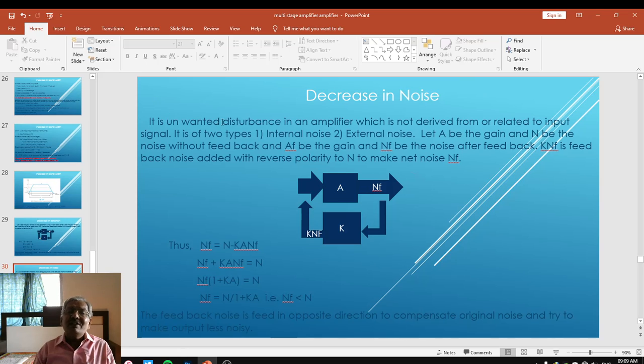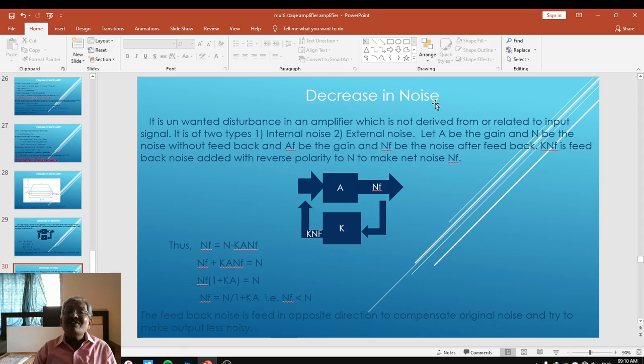Noise is unwanted disturbance in an amplifier which is not derived from or related to the input signal, but it is appearing in the output. Noise is of two types. One is the internal noise. Internal noise means noise which is generated due to the internal electronic components used, due to the heating of the active devices and of the passive devices.